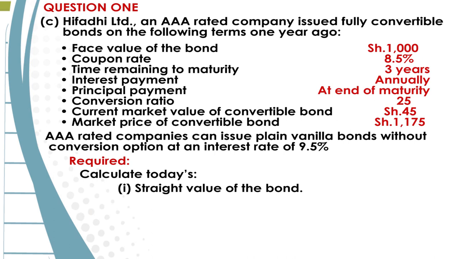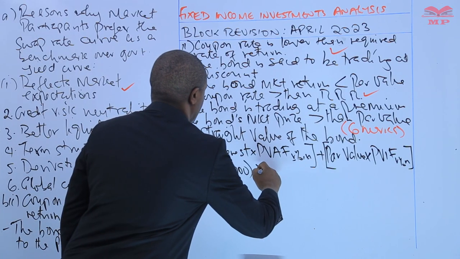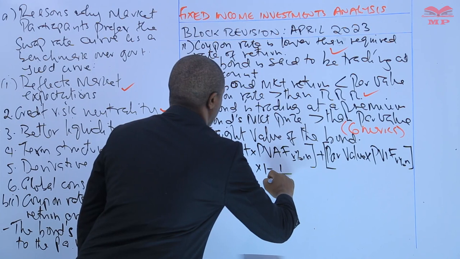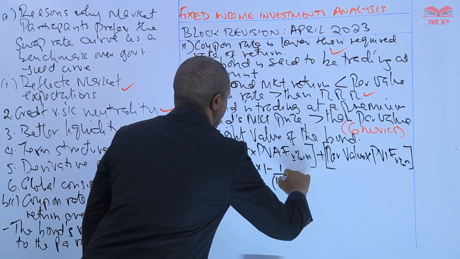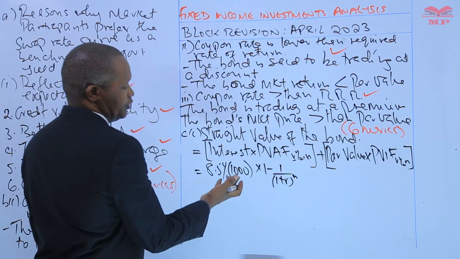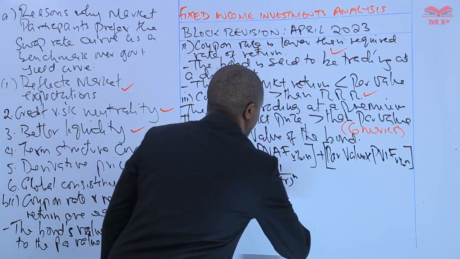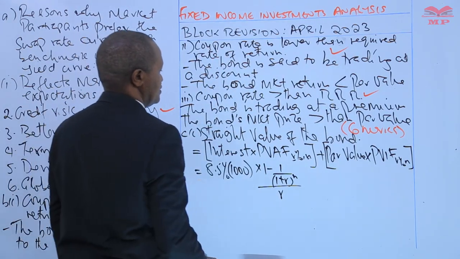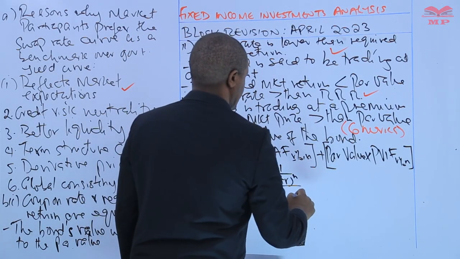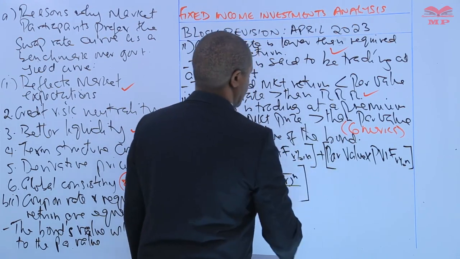And given that the discounting rate is provided as a decimal, this cannot be read from the tables. So we are going to use the following formula. The factor will be 1 minus 1 over 1 plus R raised to N. This is the annuity formula. We divide by R. That is the discounting factor.